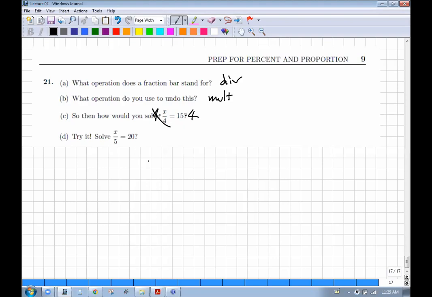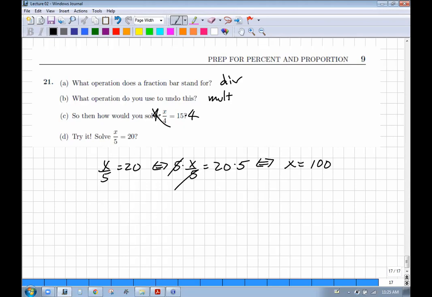Boom. So if we have x over 5 equals 20, what we would do here is multiply both sides by 5. So we get x equals 20 times 5, which would be 100.